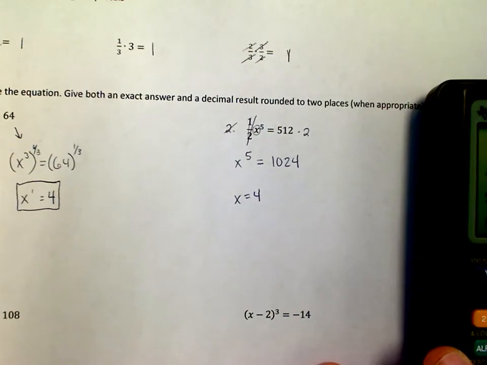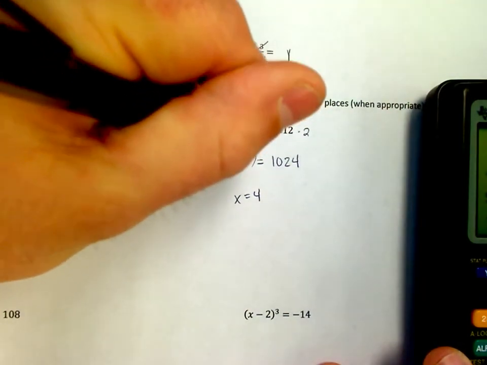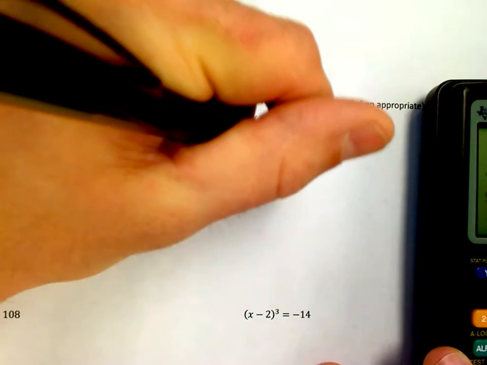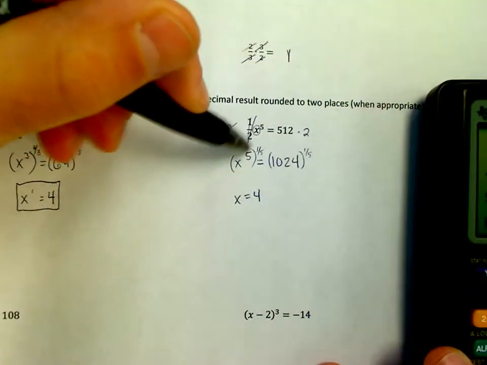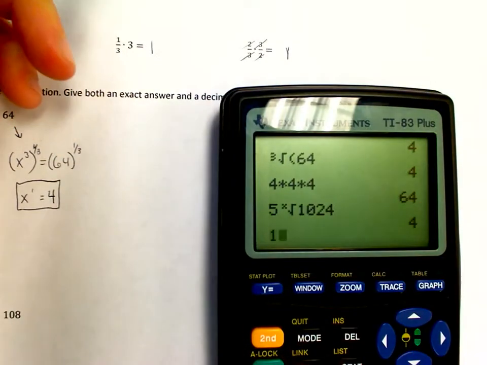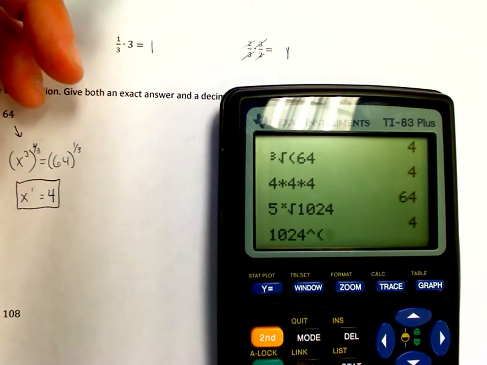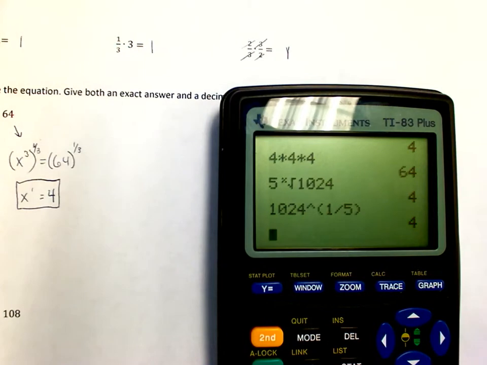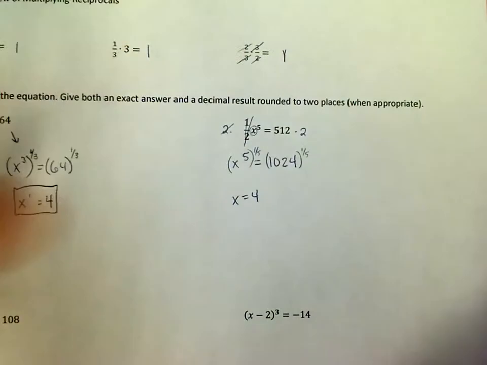Or the other way I can think about it, the option I actually prefer, is to raise both sides to the 1/5 power, because 5 times 1/5 gives me x to the 1st. On my calculator, I can do 1024 raised to the 1/5 power. Use parentheses, and you get the 4. So x is equal to 4 in this case.